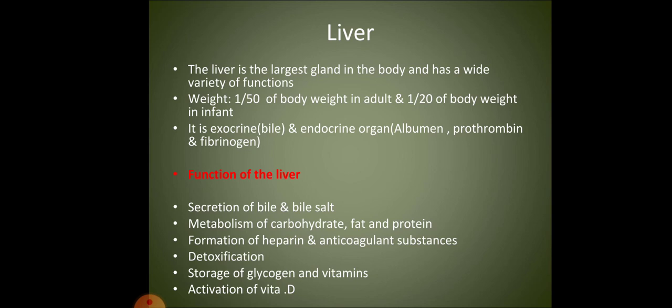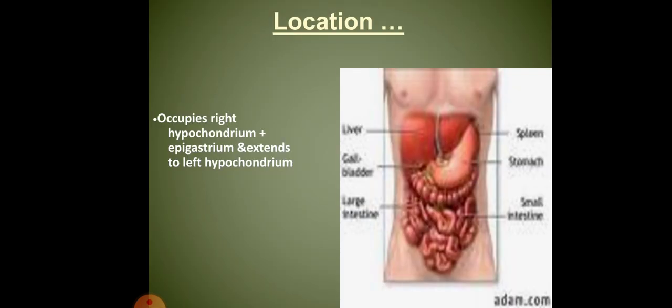Functions of the liver include secretion of bile and bile salts, metabolism of carbohydrate, fat and protein, formation of heparin and anticoagulant substances, detoxification, storage of glycogen and vitamins, and activation of vitamin D. The location of the liver is the right hypochondrium, epigastric and up to the left hypochondrium. So it covers three abdominal regions.